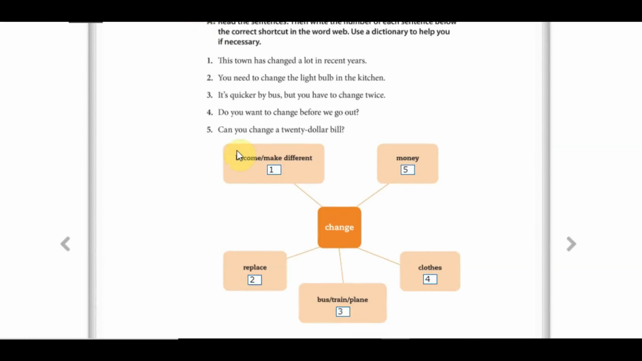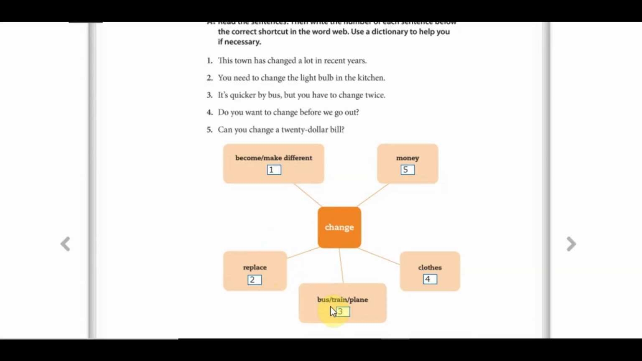So as you can see, the meaning of change here is become. This town has changed a lot in recent years, has become different. Okay, the meaning of change here is money. As you can see, $20 bill is money. And number two is replace. You need to change the light bulb, i.e. you need to replace the light bulb.